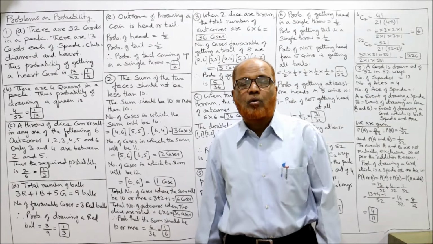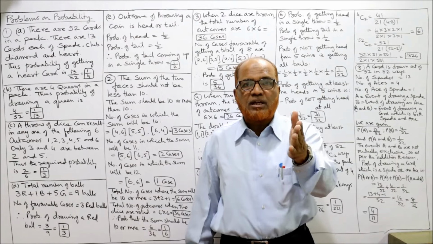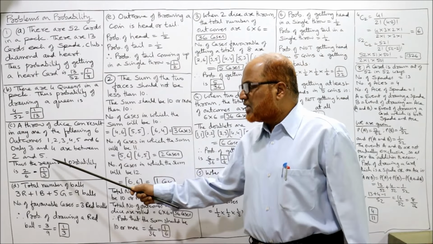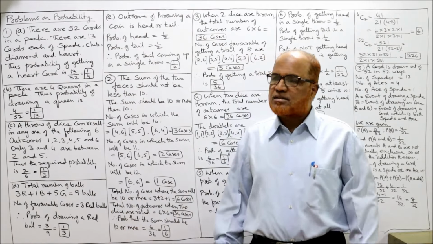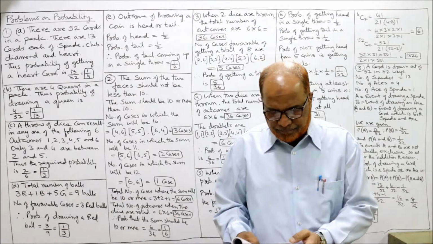3 and 4. So favorable cases are 2, 3 and 4. Thus the required probability is 2 by 6, which is 1 by 3. That's it. Now come on, the next one.